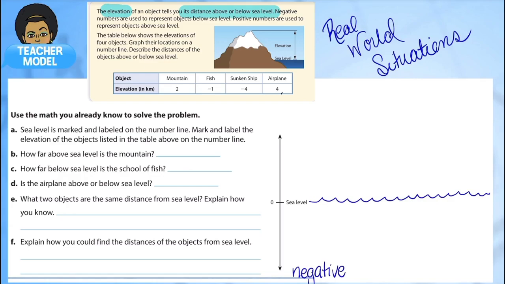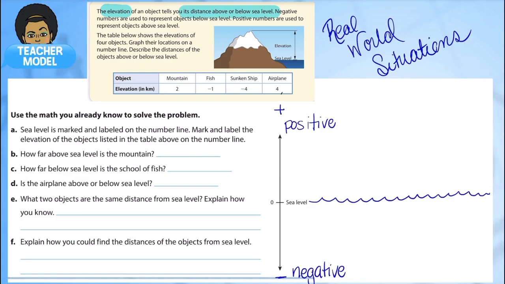We're still talking about location. When we had a horizontal line, negative numbers were to the left of 0. But now that we're talking about a vertical number line, negative is anything that is below 0. And we'll keep going. Positive numbers are used to represent objects above sea level. So I'm going to put positive here on top. And so as I'm counting on my number line, my larger numbers are going to be on top, and my lower numbers will be on the bottom because they are negative.